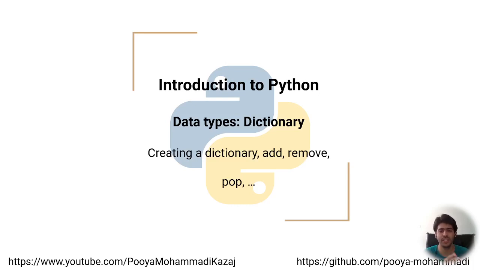This is Booyah. In this video I'm going to talk about a new data type, the dictionary, and we're going to see how to create a dictionary, how to add and remove items or pop items from a dictionary, and what we can do with it. So without further ado, let's begin.